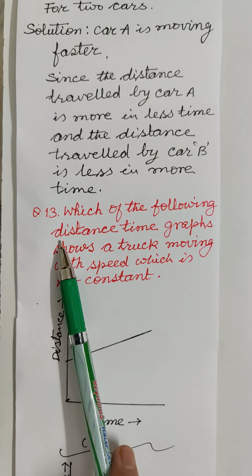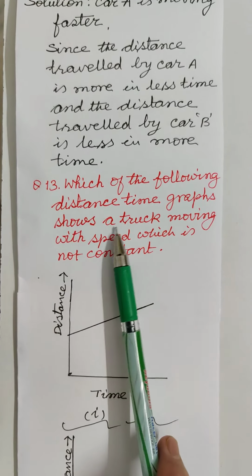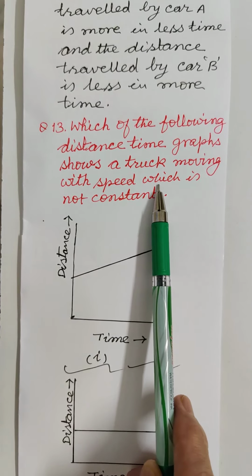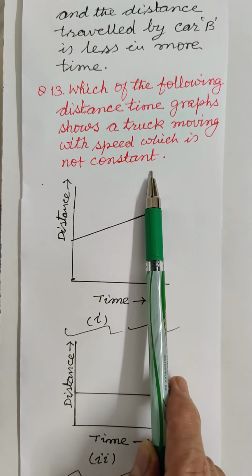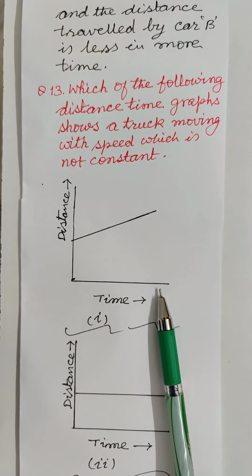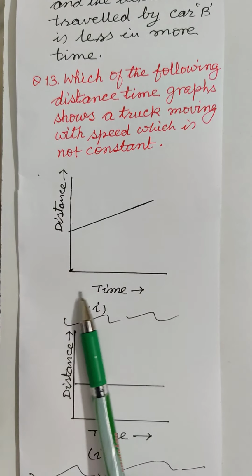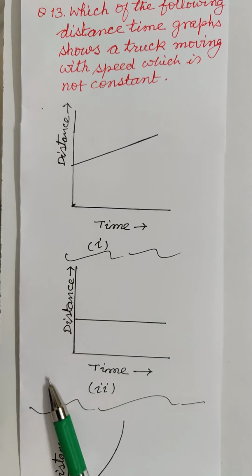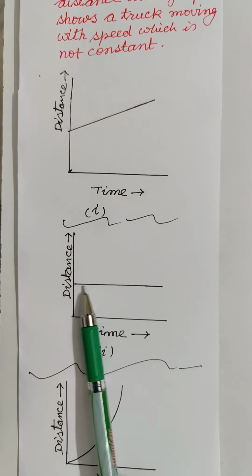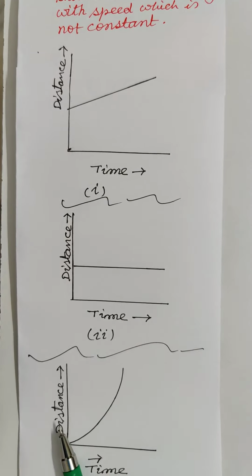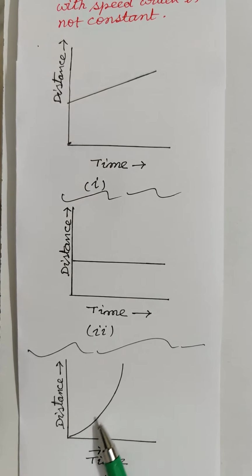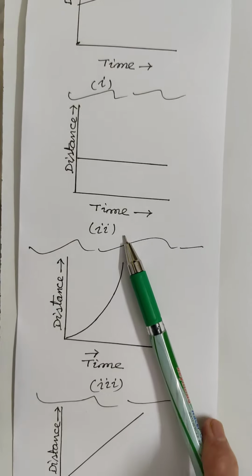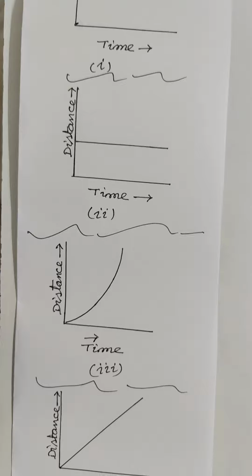Now question 13. Which of the following distance time graphs shows a truck moving with a speed which is not constant? This is distance and this is time. Speed is constant. This is distance and this is time. This speed too. This is distance and this is time. The speed is not constant in this graph. So the solution is this.